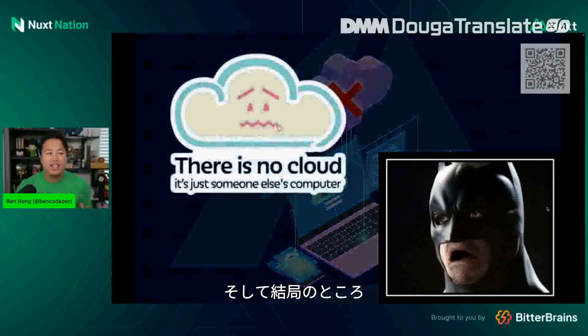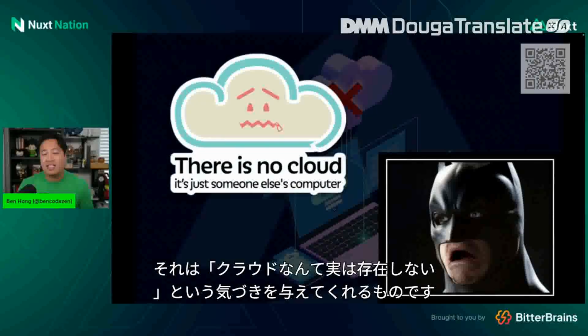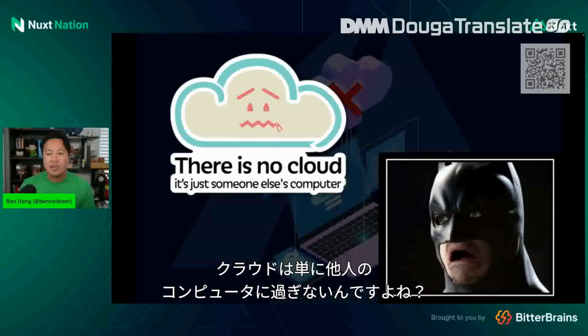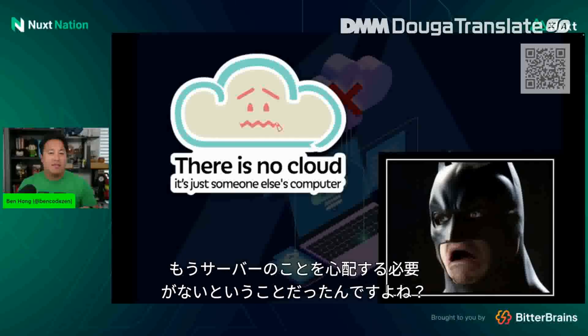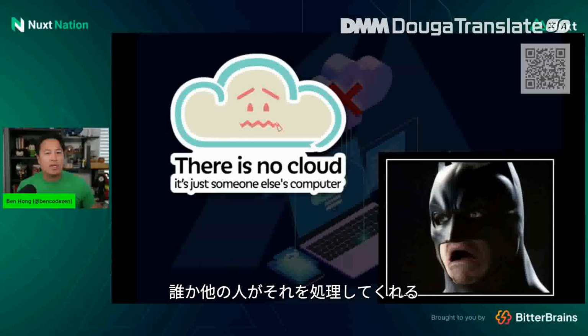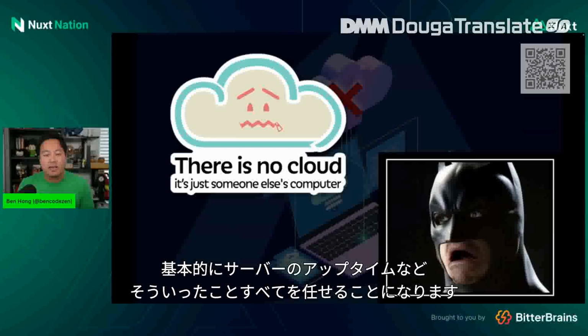And so at the end of the day, though, there's this great little sticker that I absolutely love. And it's this reminder that there really is no cloud. It's really just someone else's computer, right? Because that was ultimately the selling point of cloud, was that you never had to worry about servers anymore, right? Someone else dealt with it. But that also meant you gave up the control of what was happening to your data and basically server uptime and all those things.